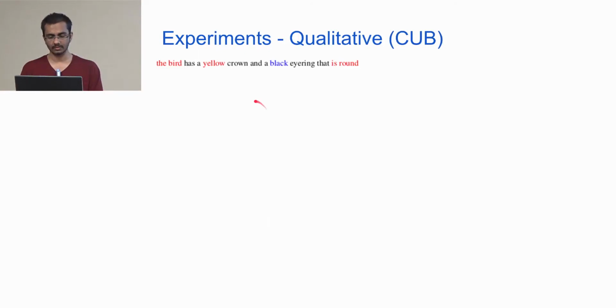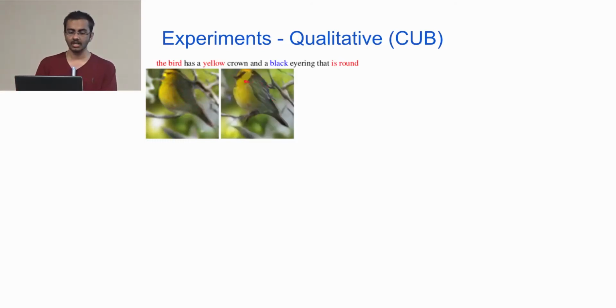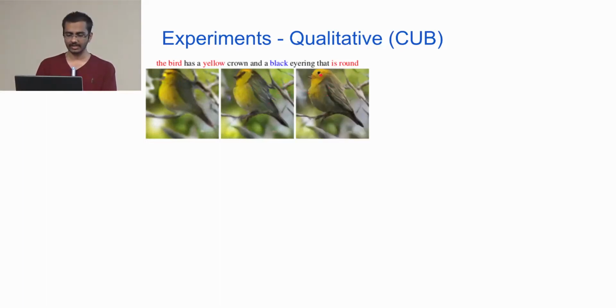So now let's see those generated results. This is the caption: the bird has a yellow crown and a black eye ring that is round. This is the output of G0, which, as you can see, has got more or less the colors right. This sort of looks like a bird, but it lacks the details. This is the output of G1, where you have more details, with clear boundaries, but still it is not good enough. And this is where you can clearly see the eye and the bird is not blind. This is the 256 by 256 output of your G2.